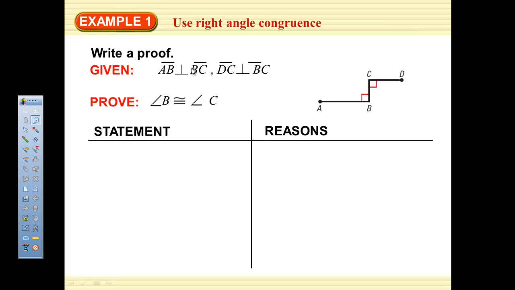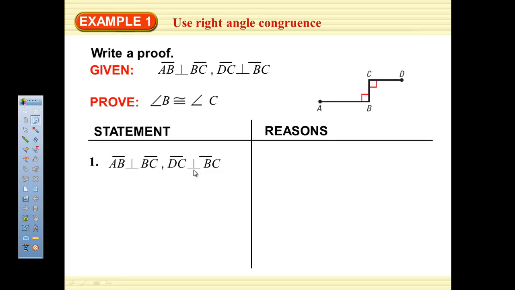Now we're going to look at a proof that involves using the right angle congruence theorem. We start off, of course, with what's given, which is AB is perpendicular to BC and DC is perpendicular to BC. And if you notice, we've shown that on the figure by marking the right angle at angle C and angle B. So we start there, and marking the figure is very important.